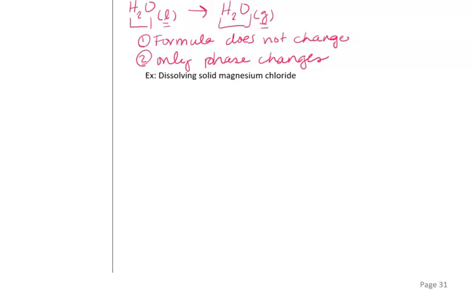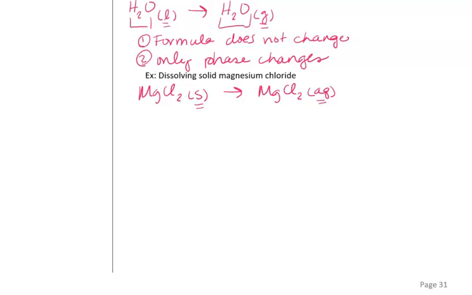Another physical process is dissolving magnesium chloride. So if we take magnesium chloride as a solid, we could dissolve this and get magnesium chloride that is aqueous. So again, the only thing that's changing are the symbols that are showing us the state of matter. So we've got that same thing. The number one, the formula is not changing. And number two, the phase symbols are what's changing.